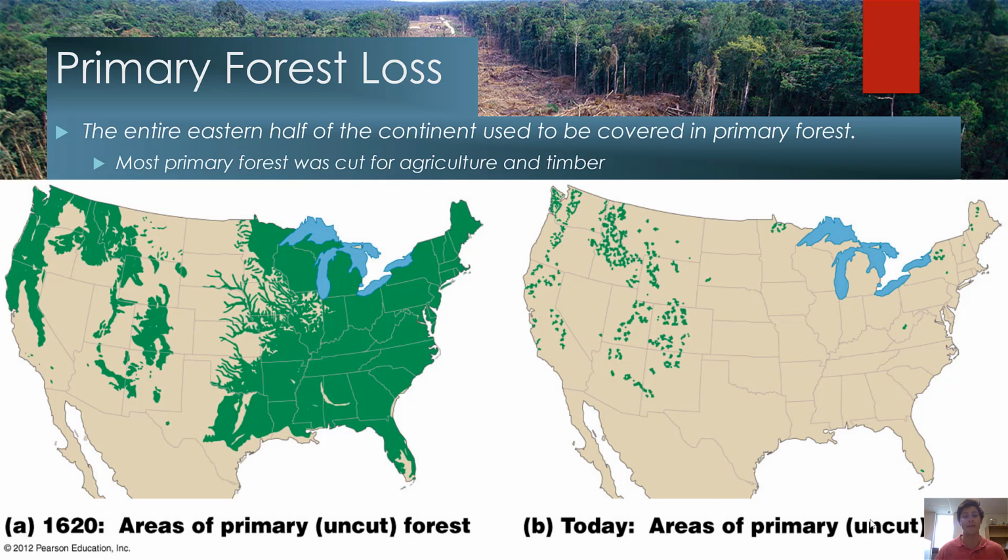The only areas that still have any capacity of primary forest are up in the Rocky Mountains where there aren't a lot of people. Now, we still have a lot of forest in the United States, but all of it has been cut down and regrown. So all of it is going to be secondary growth forests, those younger forests that aren't nearly as well established as the primary forests that were once there.